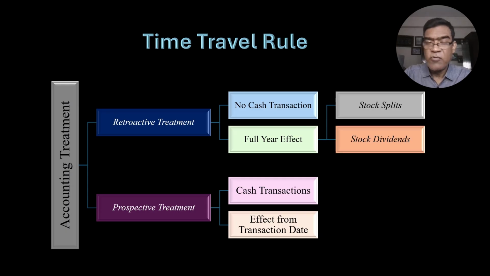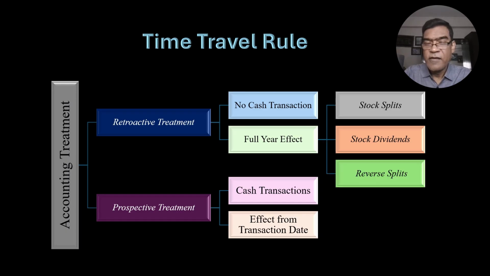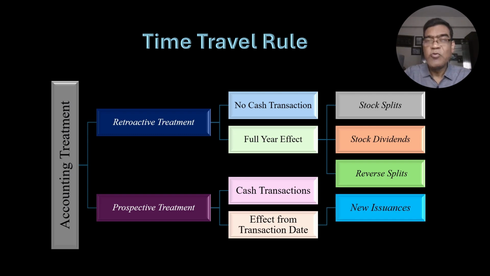Clear? The other one, a stock dividend. The company is giving or issuing stock, not receiving cash. Clear? So that is full year effect. Reverse splits, the same idea. What about new issuance, meaning that you issue shares and you receive cash? So this transaction involves cash, right? So which treatment are you going to apply? Prospective treatment, meaning the effect is from the transaction date, not the full year effect.